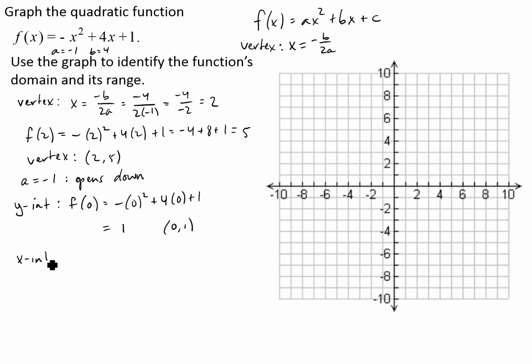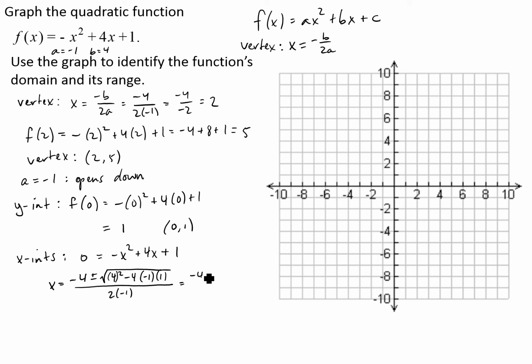X-intercepts we can find by replacing f of x with 0 and solving that equation. We could try factoring, or we could always use the quadratic formula. In this case, this cannot be factored, so we need to look at the quadratic formula. It has negative b, so negative 4, plus or minus the square root of b squared, so 4 squared, minus 4 times a, which is negative 1, times c, over 2a.